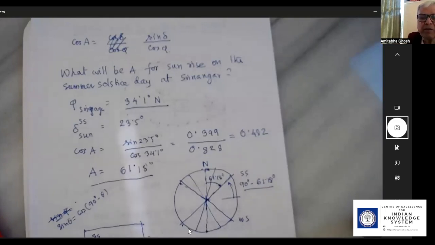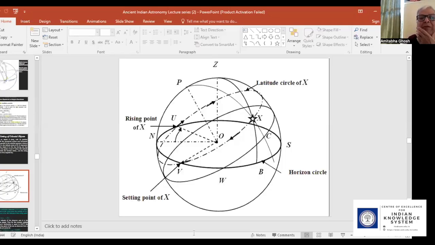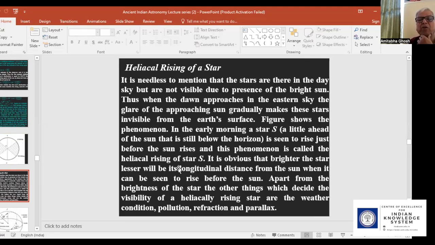This is also explained in the PowerPoint. Same thing: this is the latitude circle of the object. This is the rising point, it travels throughout the day, and this is the setting point. This particular journey is the night, and this particular journey is the day. Now there is another thing which I will not discuss now. This is the heliacal rising of a star or a constellation.